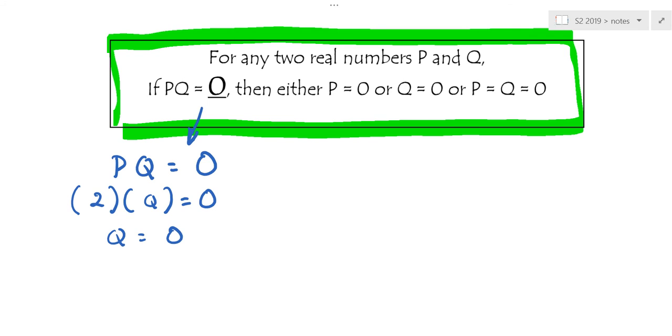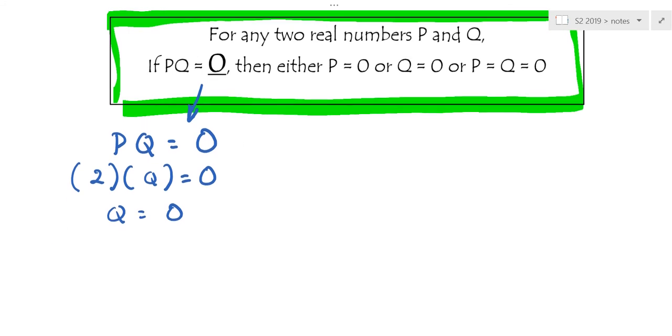What if P is unknown? Can you give me a number of Q? A random number. Let's try. Ashley, can you give me a random number of Q? Q is equal to what? 3. If I say Q is 3, can you give me the number of P?